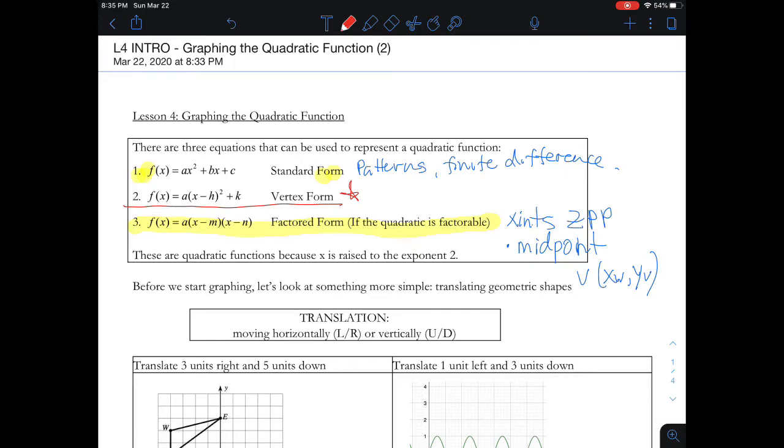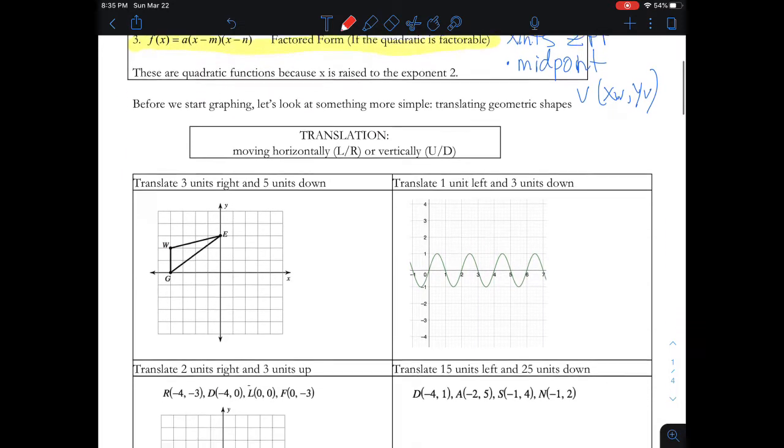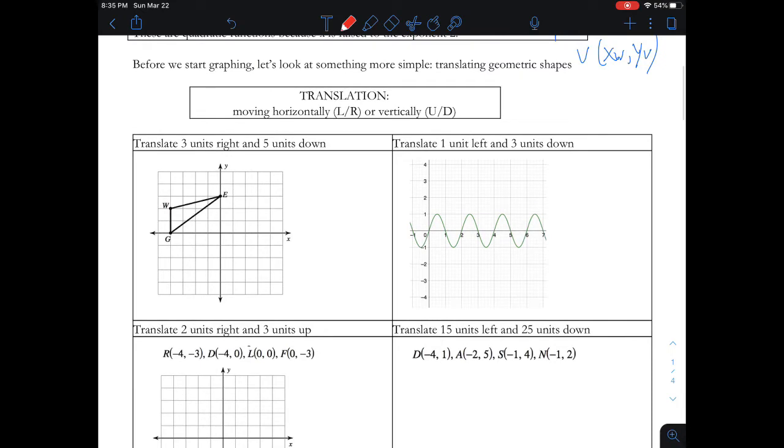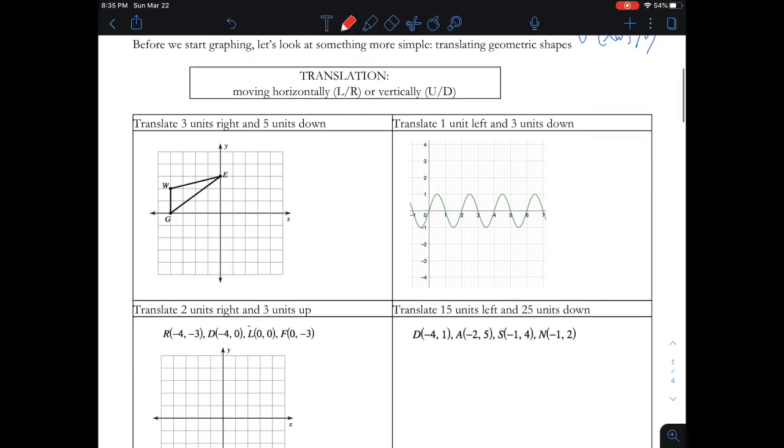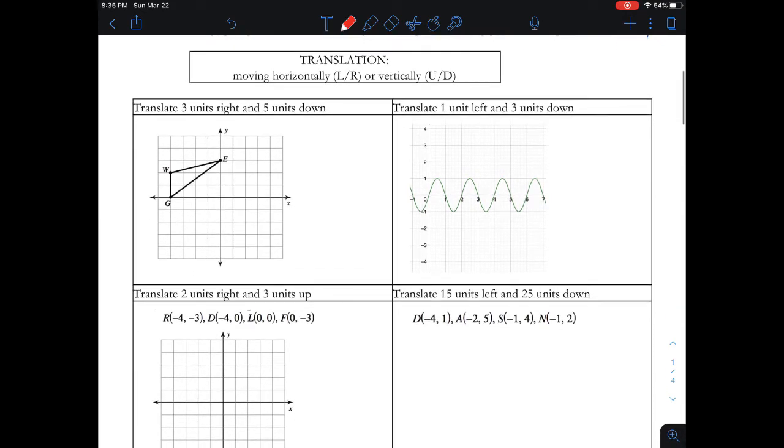So before we get into graphing, the first thing I wanted to do is cover something I think you've seen before, but it's just translating very simple geometric figures when they're presented to you in a grid. There's a way to do this in a very simple form, basically just by counting squares. So if we take this triangle example, WEG, and we want to translate it 3 units right and 5 units down, it's as simple as it sounds.